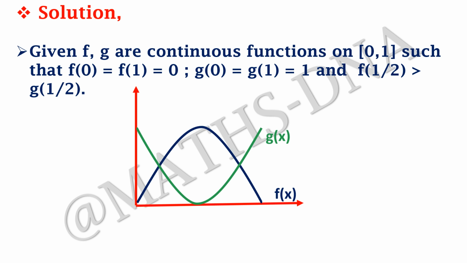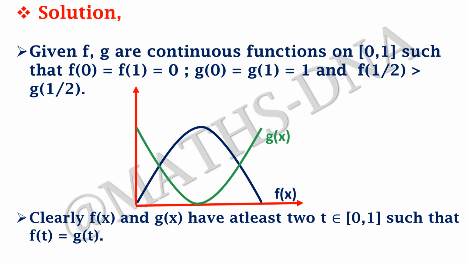Here you can see that I have plotted f(x) as a continuous function as well as g(x). Now f(x) is first increasing and then decreasing, whereas g(x) is first decreasing and then increasing. Both the functions are continuous and satisfy the given conditions on the x and y axis. So here you can clearly see that at 2 points these functions are intersecting, which means that f(x) and g(x) have at least 2 t belonging to the closed interval [0, 1] such that f(t) = g(t), and this gives us our answer, that is option C.